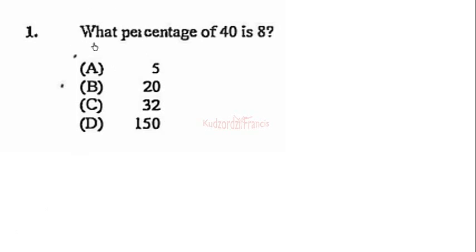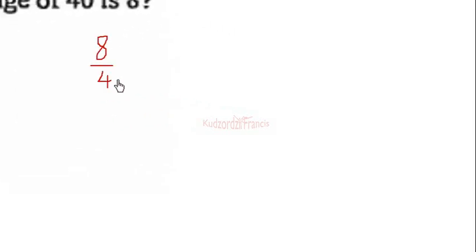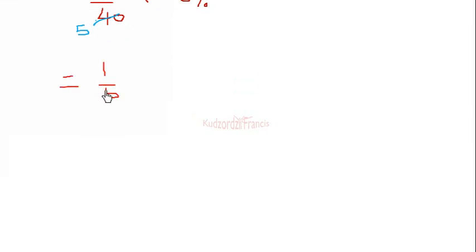Now, this is our first question. What percentage of 40 is 8? This is the same as expressing 8 as a percentage of 40. So, 8 over 40 times 100%. We can cancel out 8: 8 goes into 8 once and into 40 five times. We can rewrite this as 1 out of 5 times 100%.